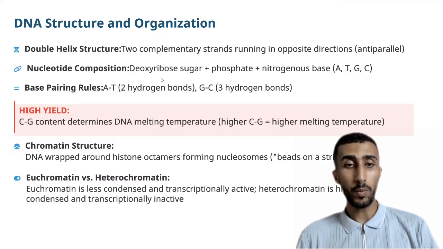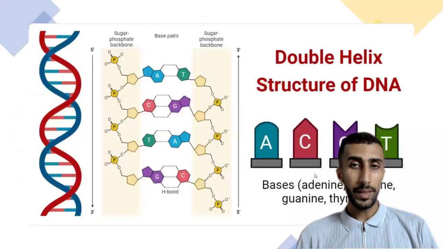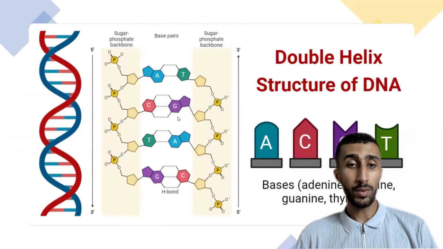Next, there are nucleotides that form the DNA. The nucleotides are composed of deoxyribose sugar, a phosphate group, and one of the nitrogenous bases, either A, T, G, or C: adenine, cytosine, guanine, and thymine. The adenine and the thymine are bonded together, while the cytosine and the guanine are bonded together. The adenine and the thymine are bonded by two bonds, versus the cytosine and the guanine, which are bonded by three bonds.